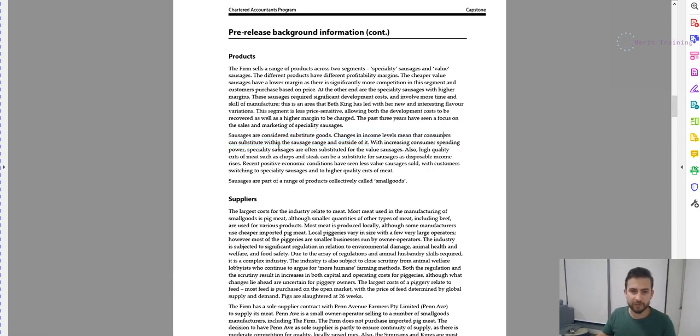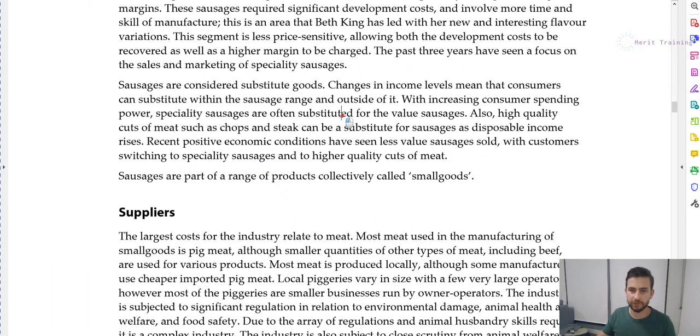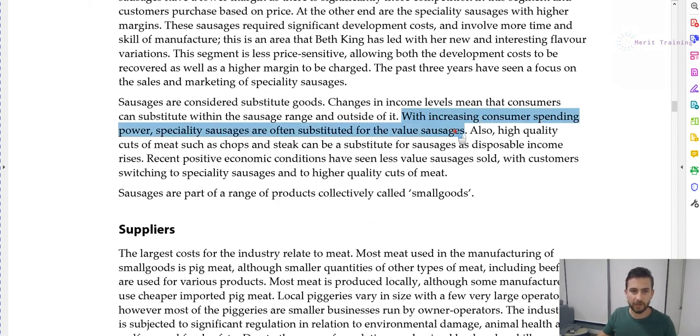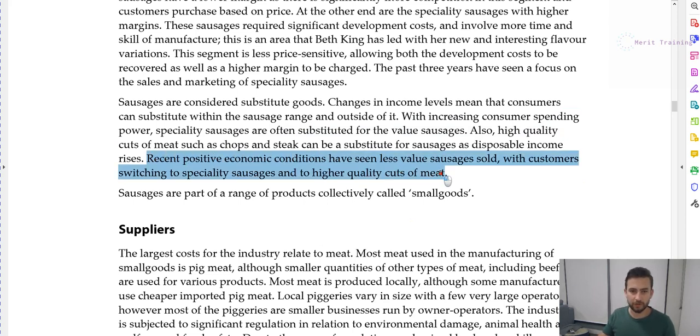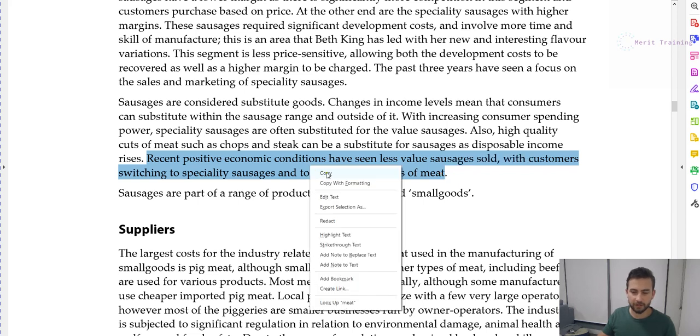Okay, so with increasing consumer spending power, specialty sausages are often substituted for value sausages. Also, higher quality meats such as chops and steaks can be substituted for sausages as disposable income rises. So that's probably all one point. I'm going to copy that in. Okay, recent positive economic conditions have seen less value sausages sold, with customers switching to specialty sausages and higher cuts of meat. So let's copy that.